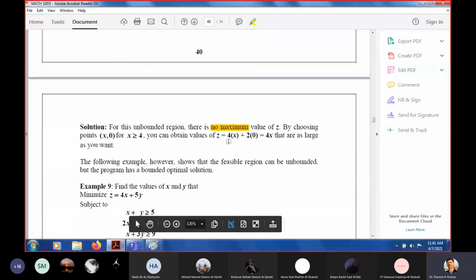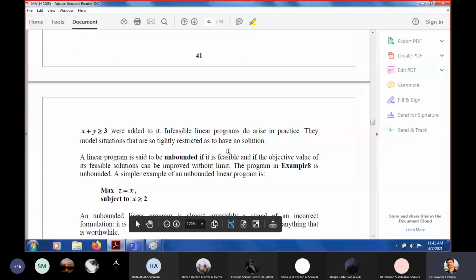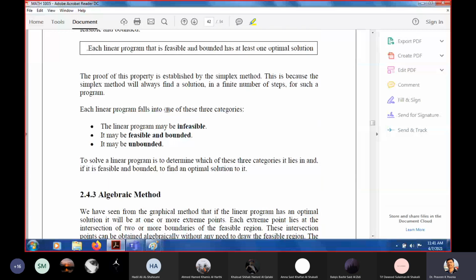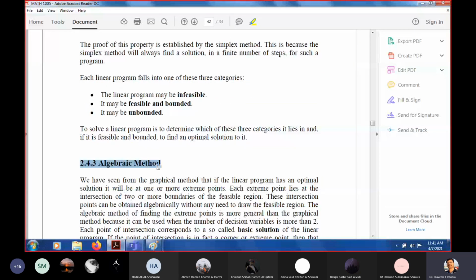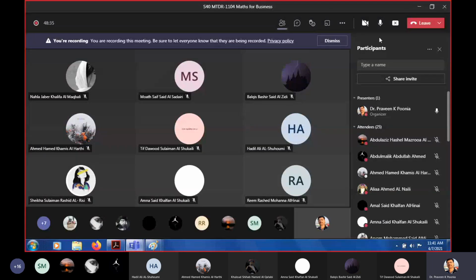So dear friends, this is the end of the graphical method. Next lecture we will start the algebraic method. If you have any problem, please speak.